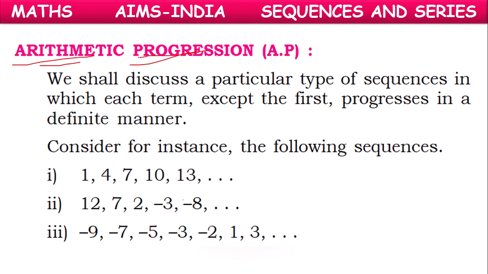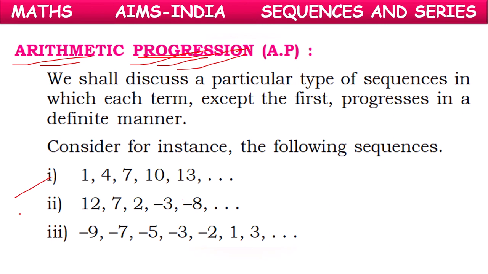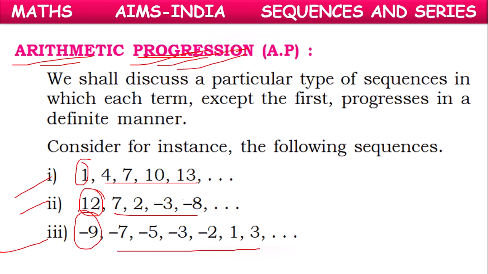Next we have arithmetic progression. If we see the examples, except the first element, all the remaining elements are obtained by adding a particular constant number to the previous one. 1 plus 3 is 4, 4 plus 3 is 7, 7 plus 3 is 10, 10 plus 3 is 13. We are adding 3, which is the common difference.